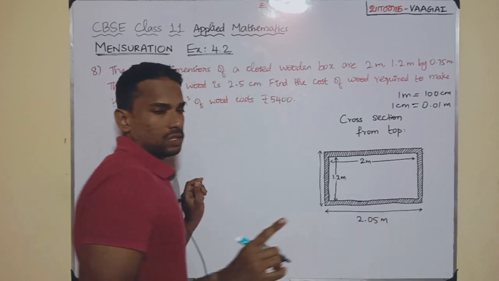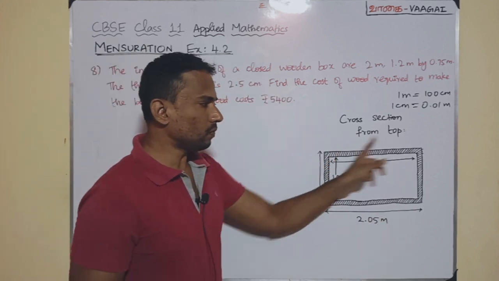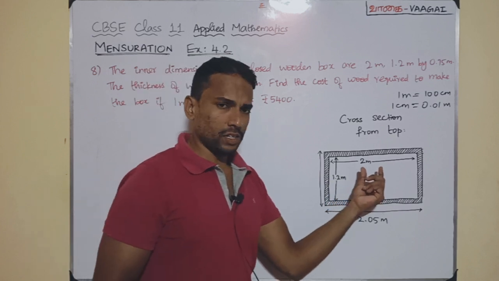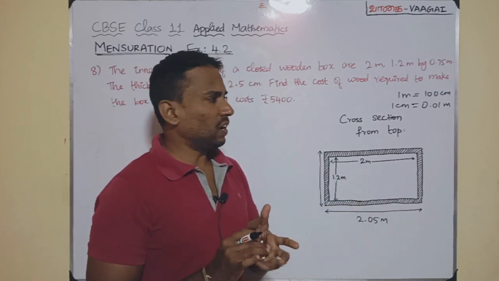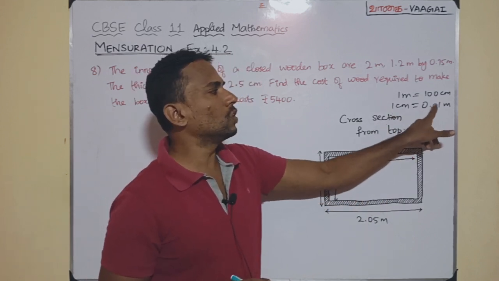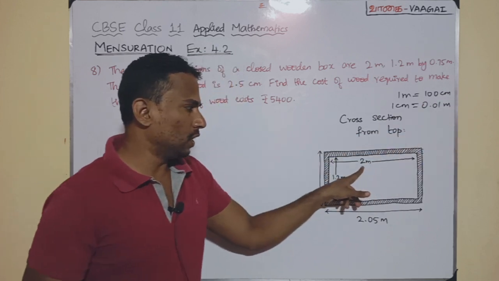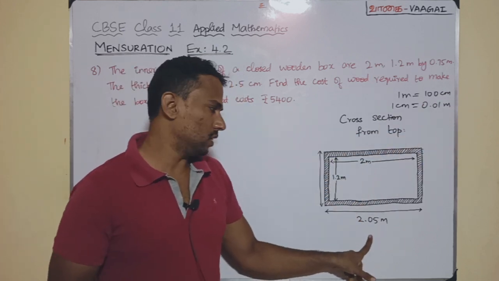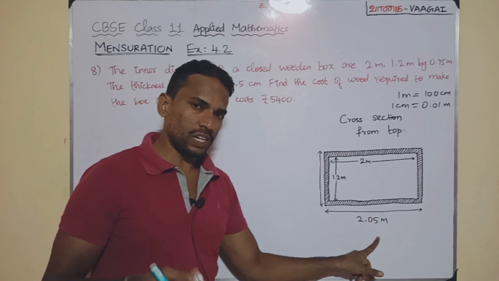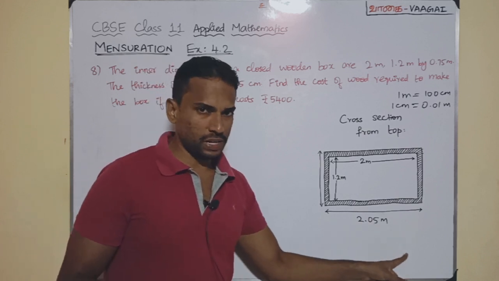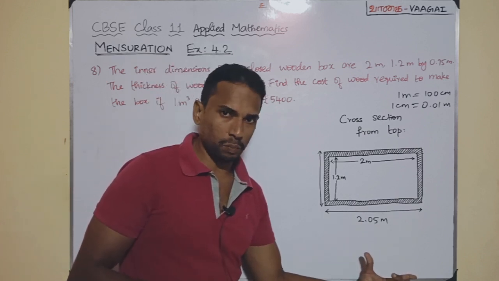I hope you understand this. Is the point clear to you? Just have a look again. 2 meters plus 5 centimeters. 5 centimeters will be nothing but 0.05 meters, because I need to mention the dimension in terms of meters, right? That's why. Okay, so 2 plus 0.05 is giving you 2.05 meters. Now this will be the outer length of that box.